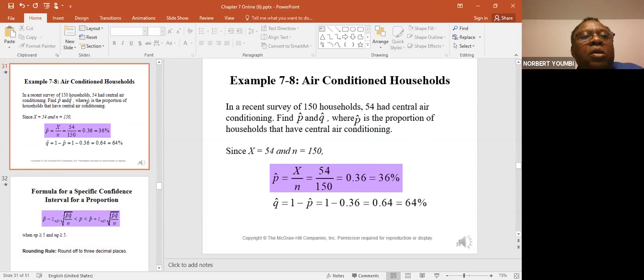In a recent survey of 150 households, 54 had central air conditioning. Find P hat and Q hat. So P hat will be 54 over 150, which is 0.36, and Q hat is 1 minus P hat, which is 0.64.